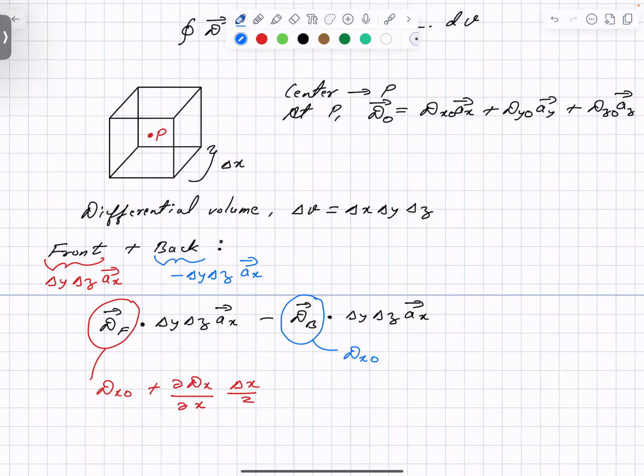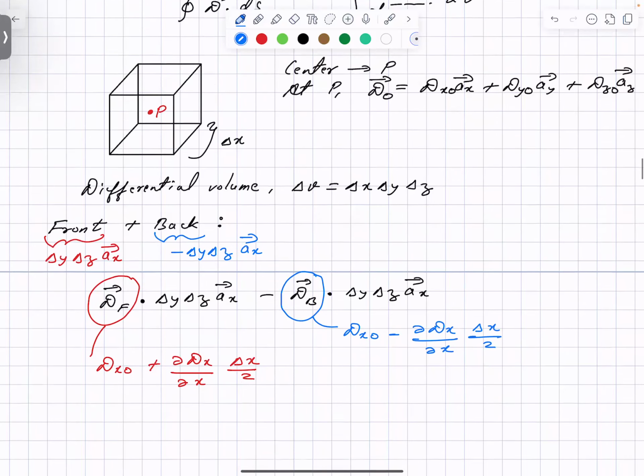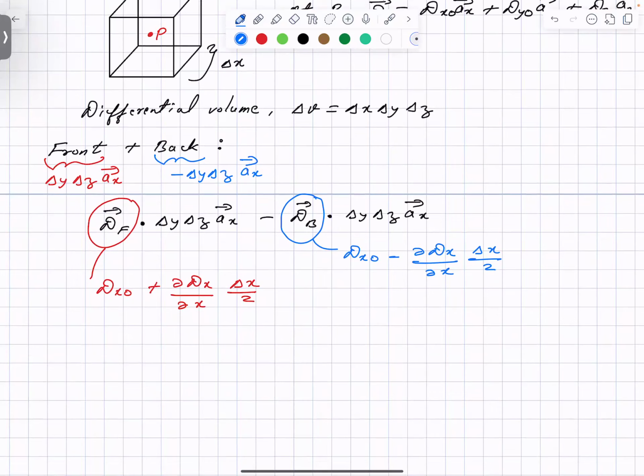Similarly, for the back surface, we can again start with the expression for Dx at P. But then we are moving negative delta x by 2 to get to the back surface. So what we could consider is the rate of change with respect to x, and the step size that we're taking is delta x by 2. Right? So those will be the expressions that we use. And remember, this is just the ax component. Similarly, this is also just the ax component. The ay and az components are not important, right?